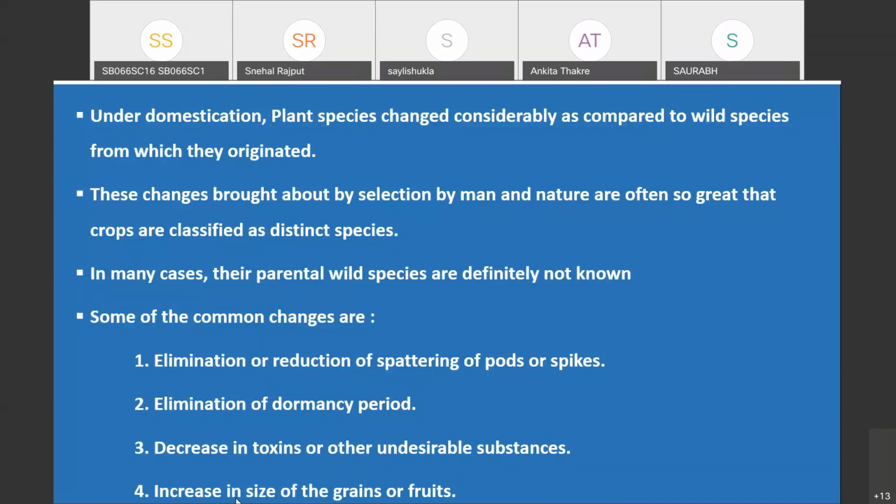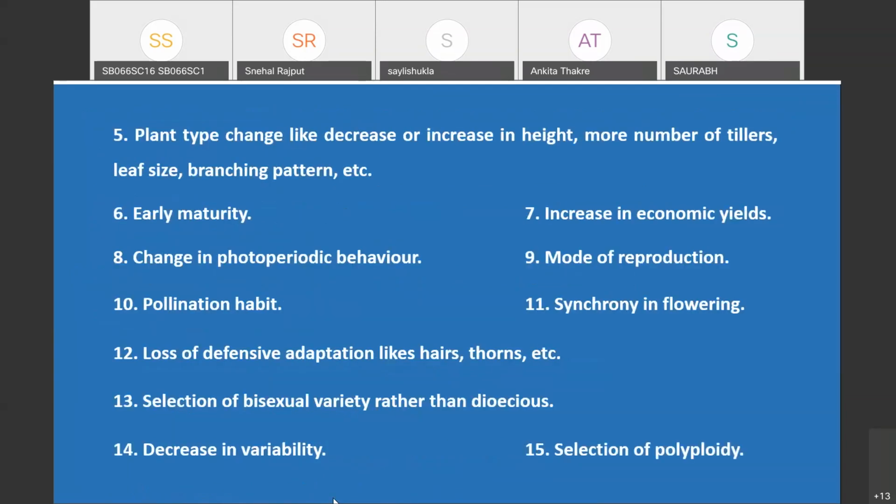Then the fourth one, here you can see increase in size of the grains or the fruit. Okay, increase in size of the grains or the fruits due to the domestication in certain types of the plants. There is an increase in size of the grains and the fruits. Then the fifth one, here you can see the plant type change, like the decrease or increase in height. Okay, in certain types of the plant which were growing as a wild species, but when these were domesticated, it is found that their height got decreased.